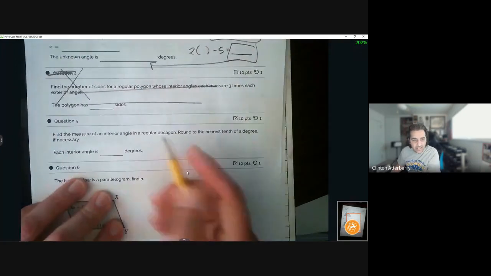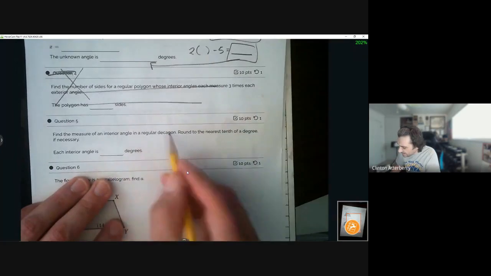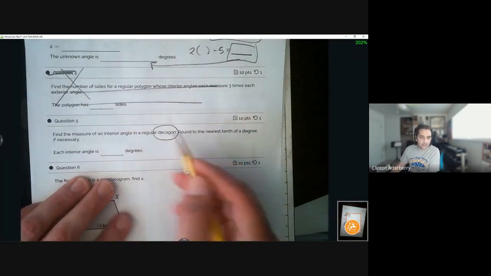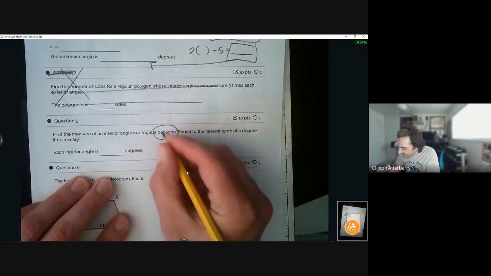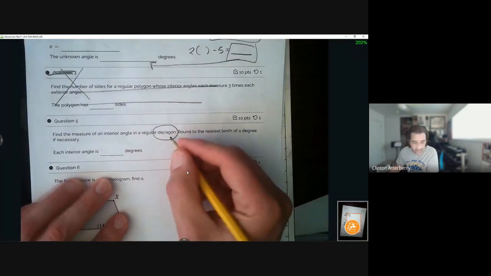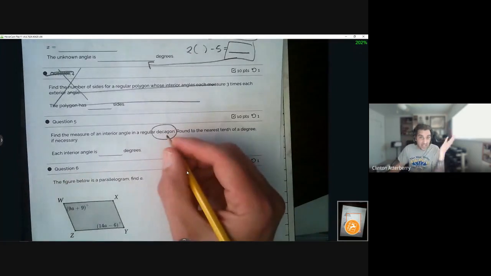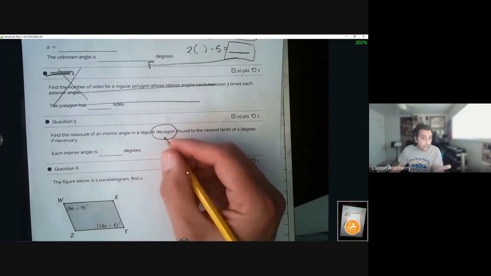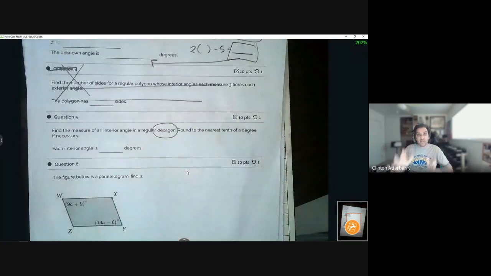Number 5 is this right here. It says the interior angle of a regular decagon. We didn't go over all this vocabulary, but if you struggle with stuff like this, decagon, type that into Google, use your resources. This is 10 sides. Deca, like decade. Decade's 10 years. I think everyone knows that, right? Like this decade, that decade. It means for these 10 years.